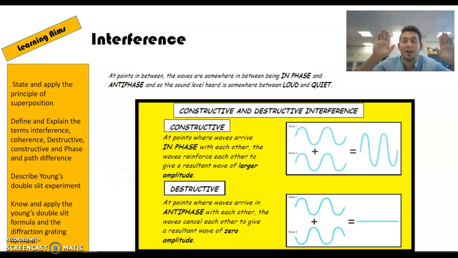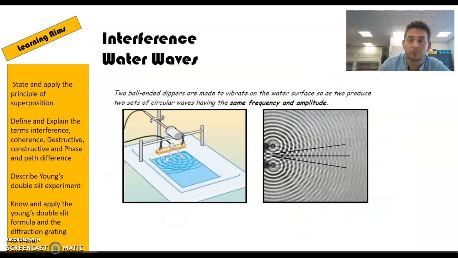So if they're in phase, they are 0 degrees out of phase, or 360 degrees out of phase, or 720 degrees out of phase. So no phase difference. But they're destructive if they're 180 degrees out of phase, or any odd multiple of that.